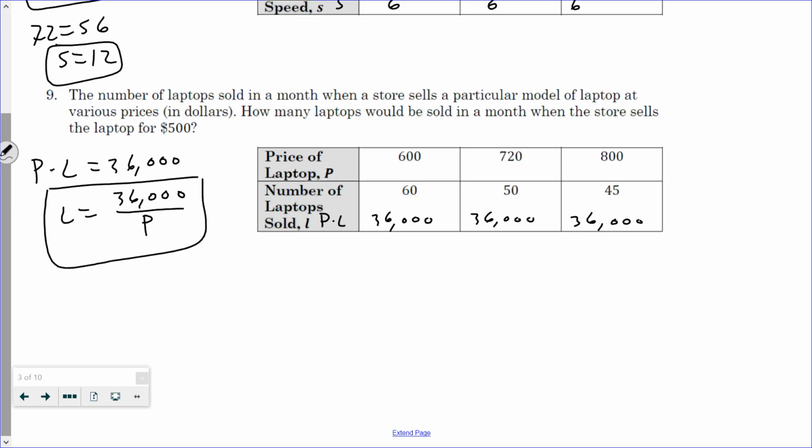And now I need to figure out, well, what's my L going to be when P is 500? So L equals 36,000 divided by 500. When you do that, you get 72. So the store would sell 72 laptops if they're selling laptops at $500.